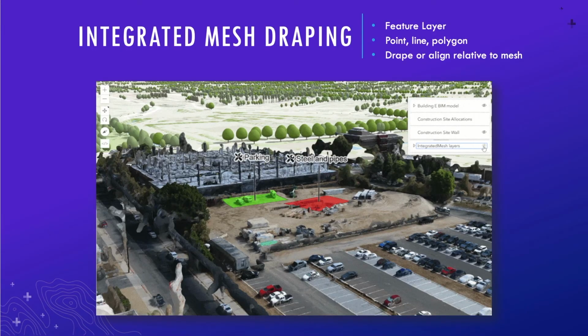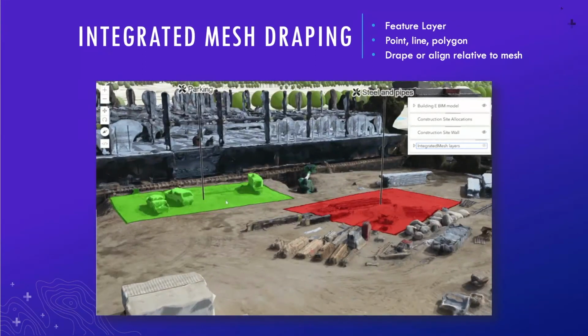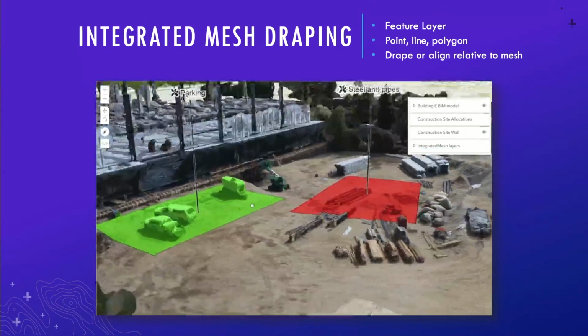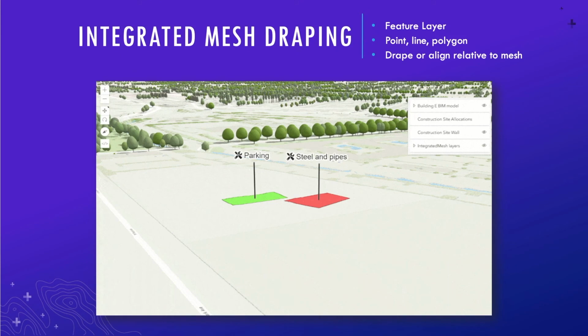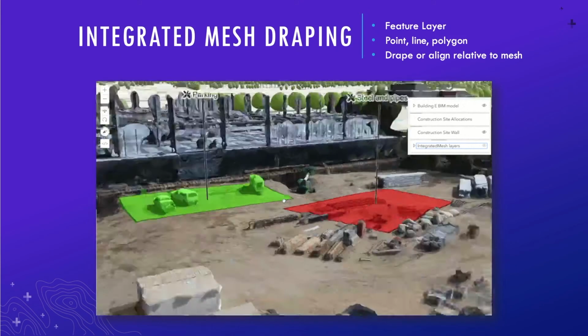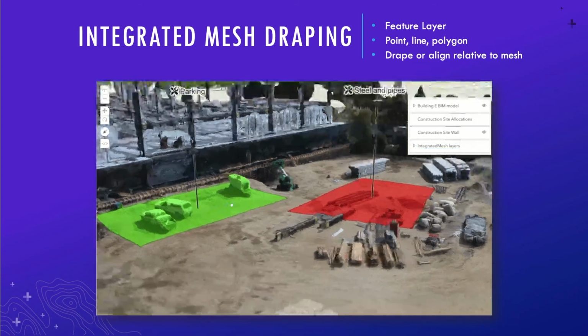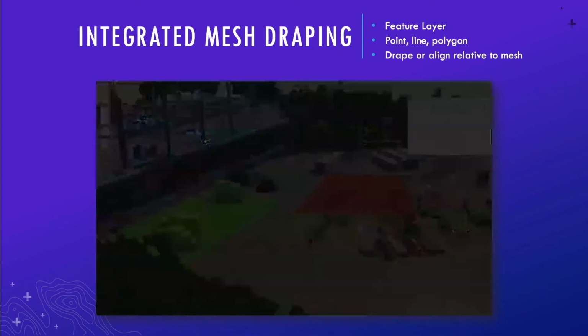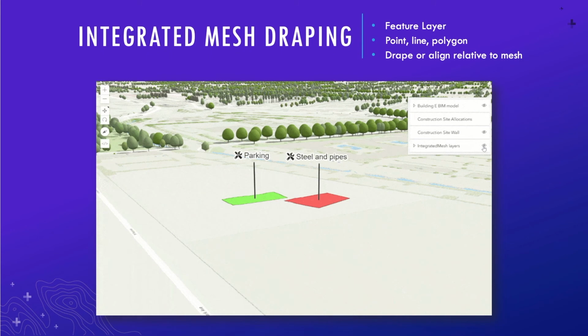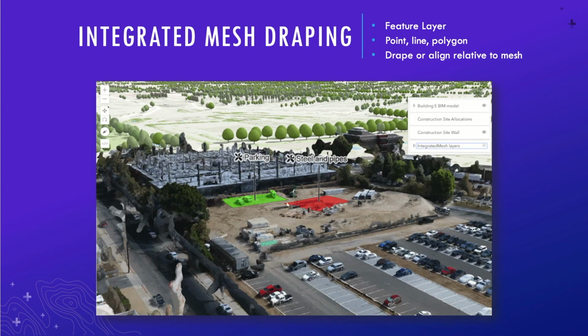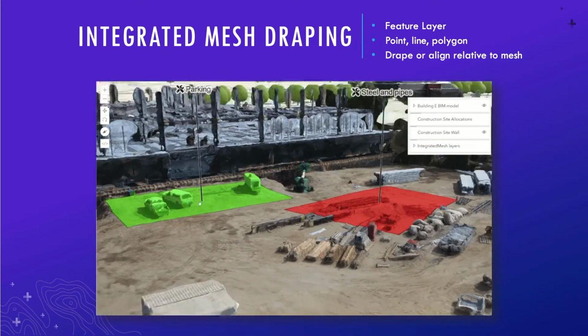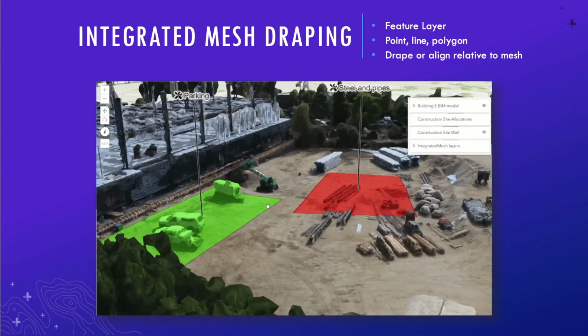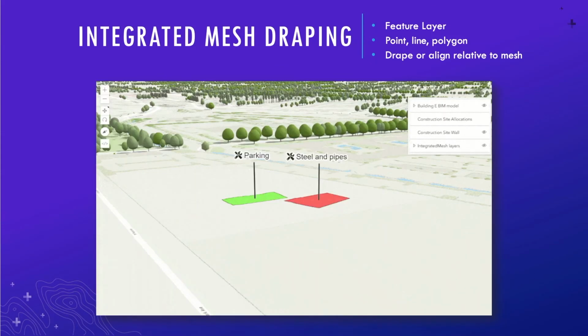Another addition to the 3D JavaScript API is the possibility to align point, line, and polygon features directly onto the integrated mesh. This means you can either drape graphics on an integrated mesh, but also place 3D objects on top of it as if it was the ground. Whether your integrated mesh shows terrain or urban areas, this is a great way to convey additional information with your 3D imagery.